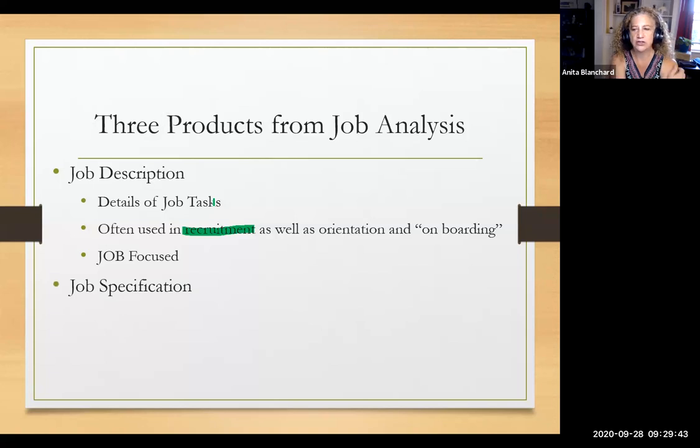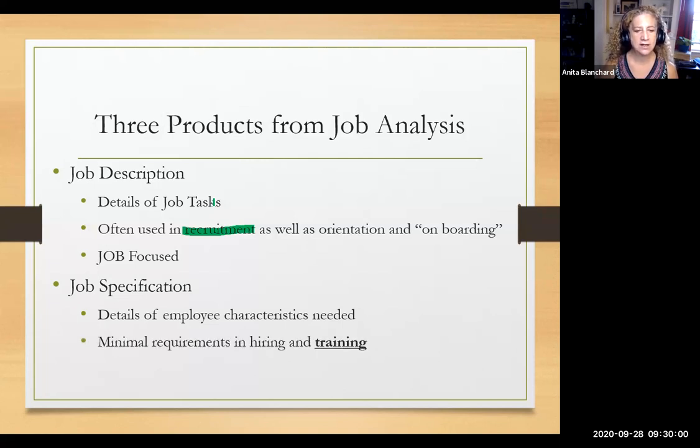The second part is a job specification. Wasn't it last week we were talking about how bad the words are? They don't really help. I don't really think job specification is a great word, but it's more people focused, okay? The job specification tells you the details of the characteristics needed. It tells you the minimum for hiring. It also helps in training.